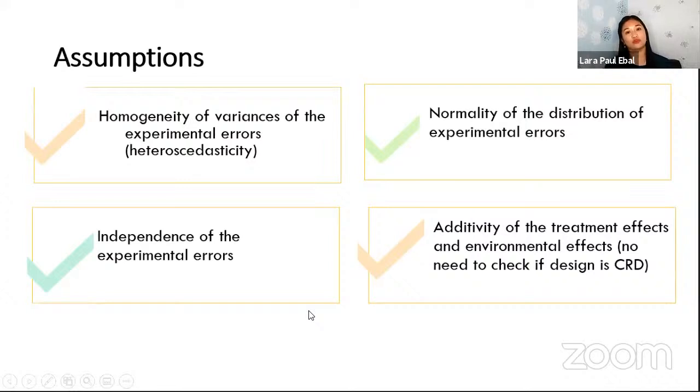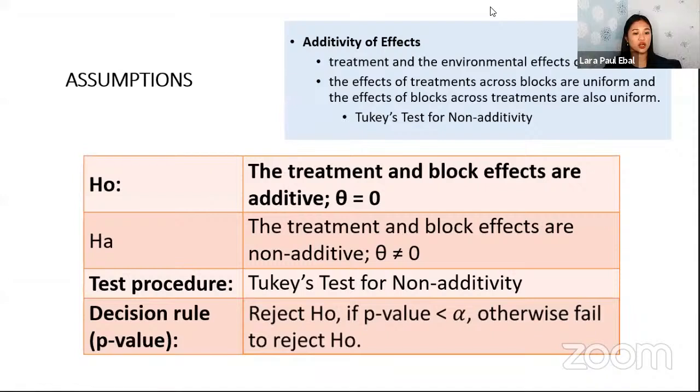Again, we have to check the assumptions first before we proceed with the test. Last time we discussed homogeneity of variances, normality of errors, and independence. Another additional assumption that we need to check is the additivity of these treatment effects. This is very important. You cannot proceed with the analysis if this assumption is not satisfied. So what is additivity of effects? Treatment and environmental effects, that is, the nuisance factor or the blocking factor. The treatments and the blocks do not interact.